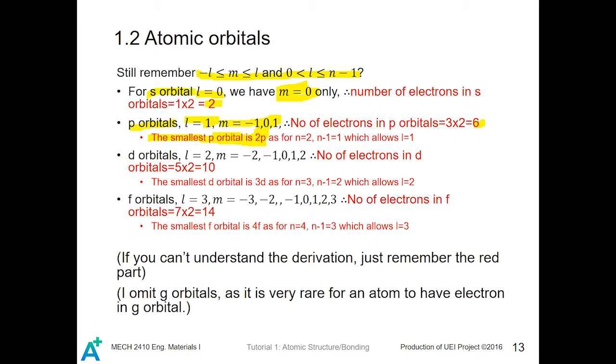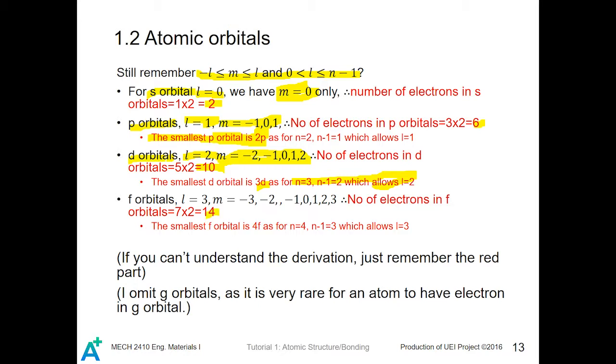For d orbitals, based on the same logic, you have 5 possible choices: L equals 2, and m can be equal to -2, -1, 0, 1, or 2. And the maximum number of electrons is equal to 10. The smallest d orbital will be 3d, based on the conditions for L. And for f orbitals, it is quite similar, and the maximum number of electrons is 14.